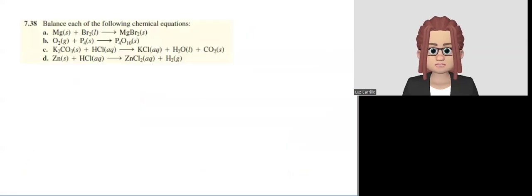In this problem from the textbook, we have different equations, and we need to balance them by looking at the number of atoms and then putting coefficients. I'm going to first do letter B.